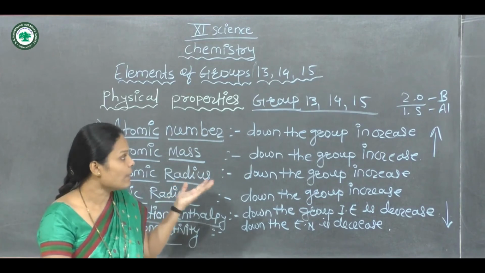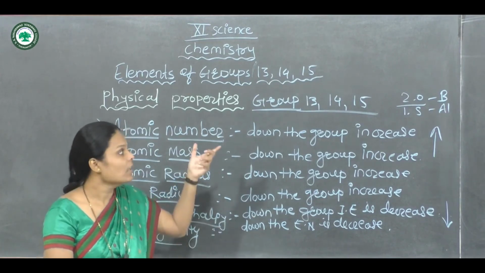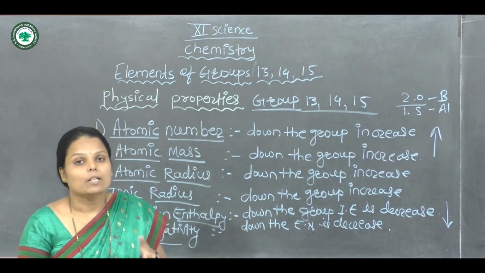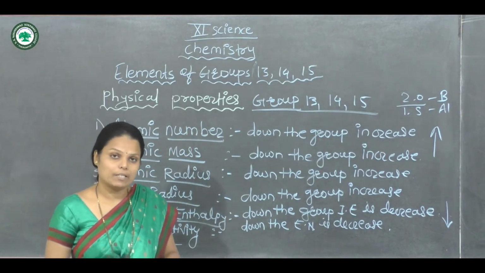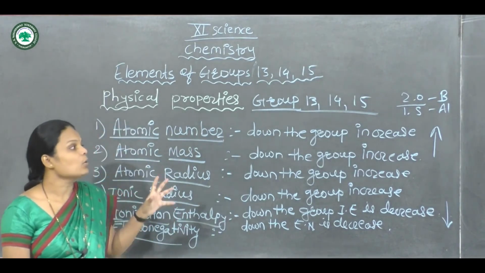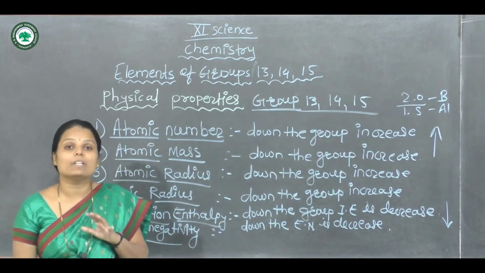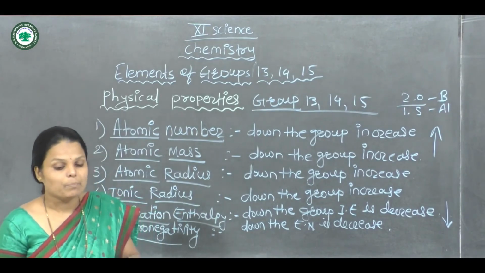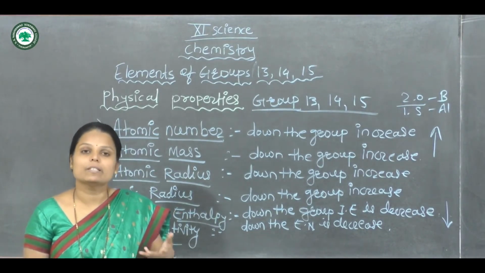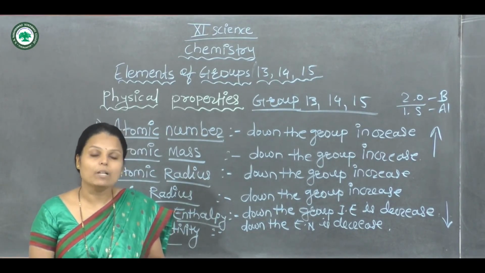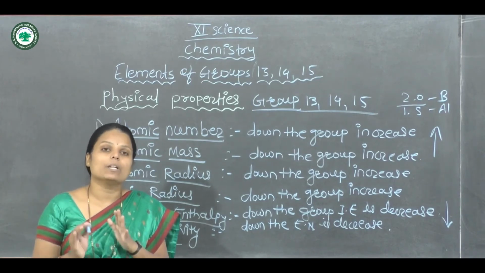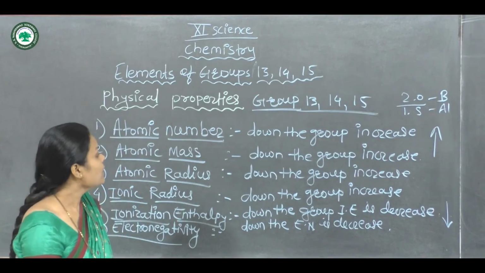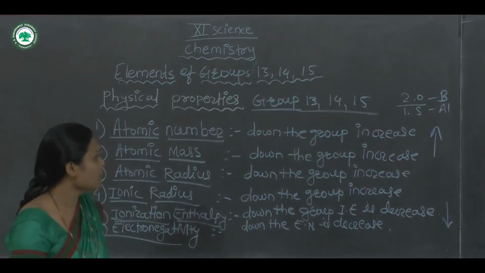That is the carbon family. Now the next family is the nitrogen family. In that family also the electronegativity decreases down the group. Nitrogen's electronegativity is 3.0. Then the next element is phosphorus, whose electronegativity value is 2.1, which means electronegativity decreases down the group.